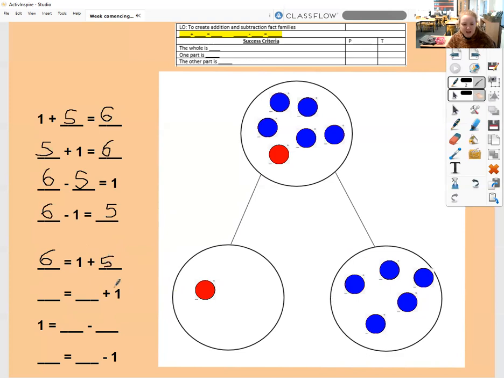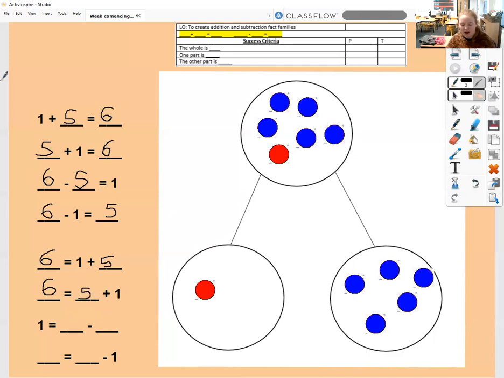Let's look at the fact family for that. Again, an addition number sentence, and I've got my whole to start me. So 6 equals something plus 1. I know that my plus 1 is this part, so that's my remaining part. So my first part must be this part. 1, 2, 3, 4, 5. 5 plus 1. 6 equals 5 plus 1.